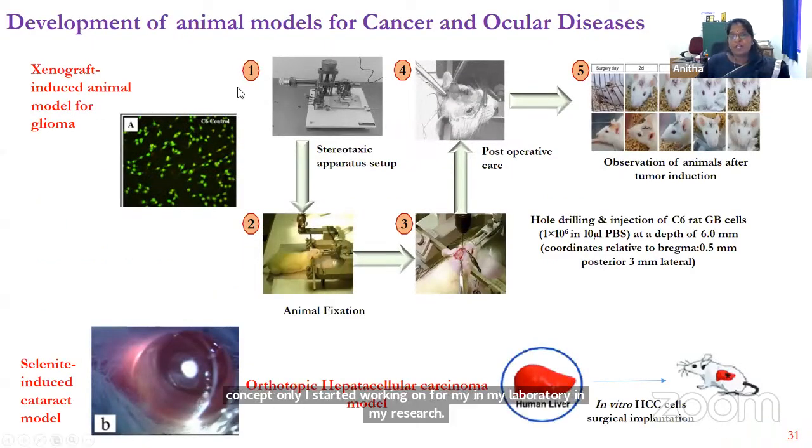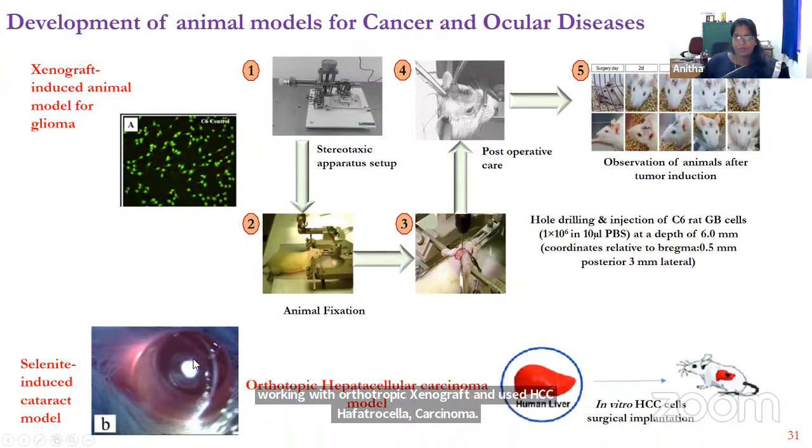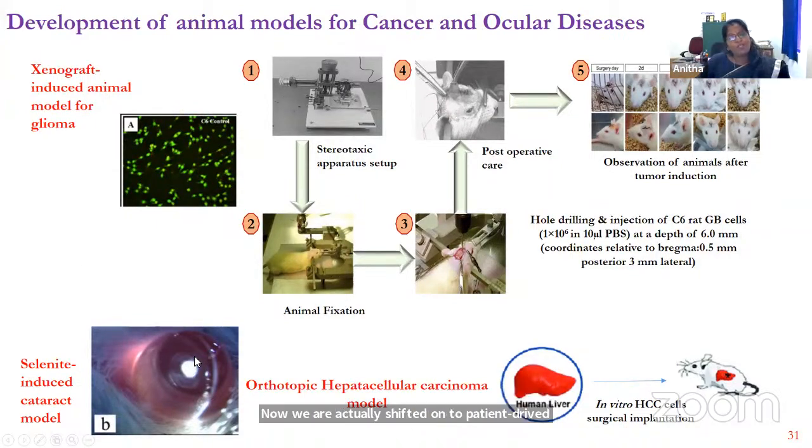So some of the animal models that we are currently working on in my laboratory: one is a xenograft-induced animal model for glioma, and currently we are working with orthotopic xenograft-induced HCC, hepatocellular carcinoma. Now we have also shifted to patient-derived xenograft models. And then we are also working on a selenite-induced cataract model. So people who want to work with animals and want to collaborate with our laboratory, you're most welcome.